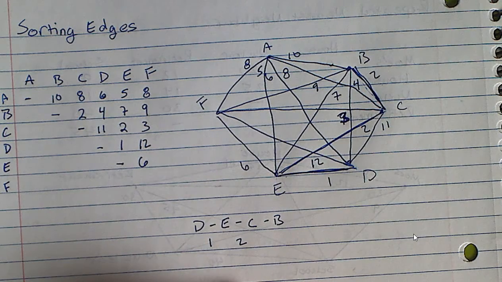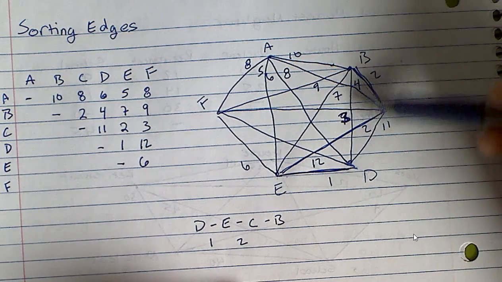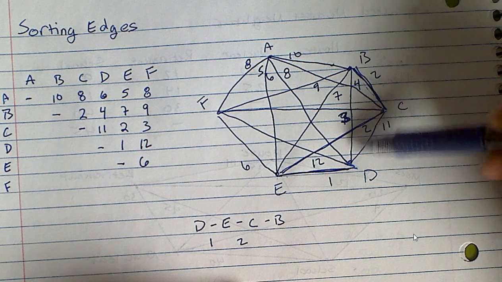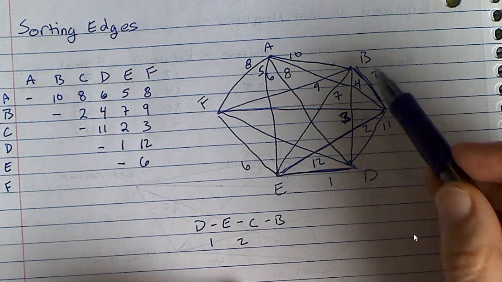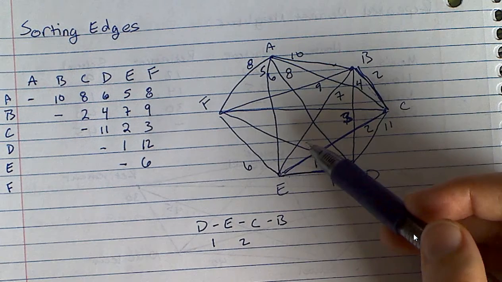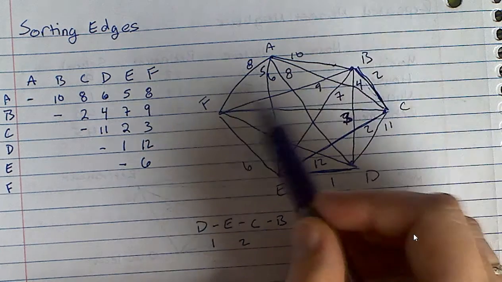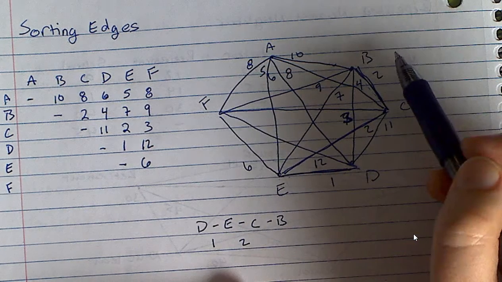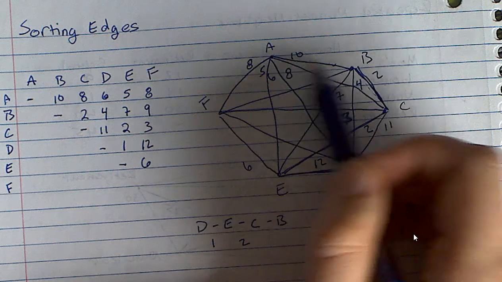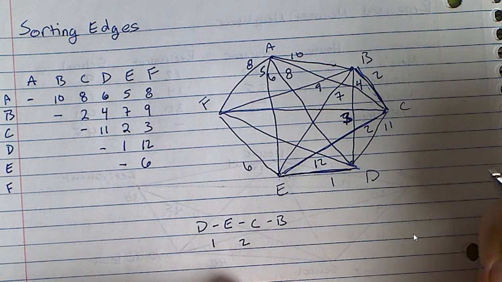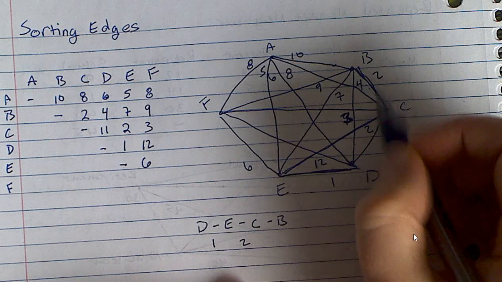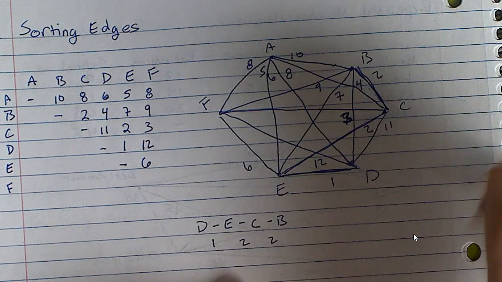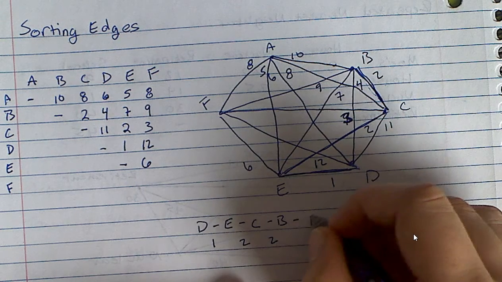No, we don't want to go back to D because we've already been to D. So B to F, or B to A. We don't want to go back to E because we've already been to E. So we could go to F. We could go to A, but that's expensive because that's 10. So yeah, B to F. Wait, hold on. I didn't put in my cost from C to B here. That's true. So to F, my cost is 9.